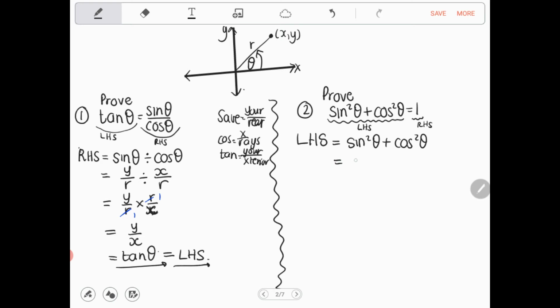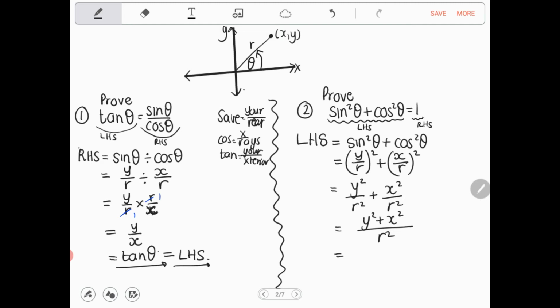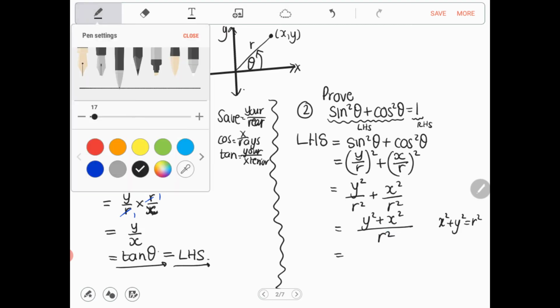Sine, we said just now, save your rear, and it's got to be squared. Cos, x raised. Okay, so we're going to one term, so we like to square the top and square the bottom. Square the top, square the bottom. So if you can see, it's already got an LCD of r squared. And do you remember we said when we were doing this beginning part that x squared plus y squared is always equal to r squared? So we're going to replace this top part here.